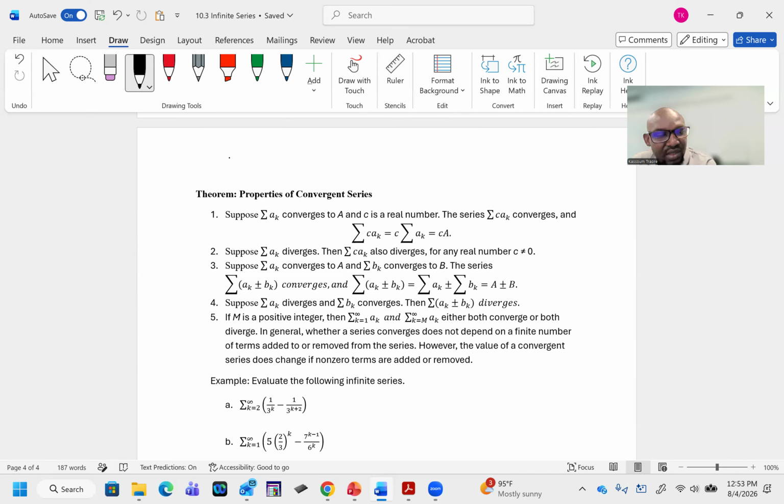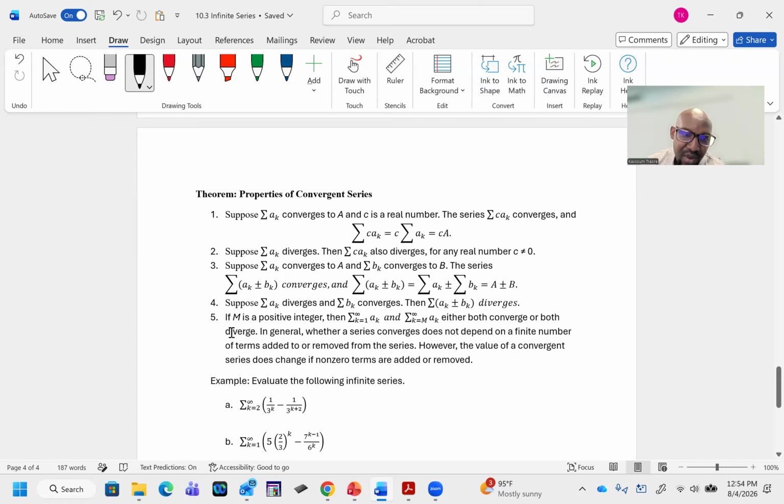Suppose the sum of a sub k converges to a and the sum of b sub k converges to b, then the series of the sum of a sub k plus or minus b sub k converges, and it will be a plus or minus b. Suppose the sum of a sub k diverges and the sum of b sub k converges, then the sum of a sub k plus or minus b sub k diverges, okay? If one of them diverges, then the sum diverges.